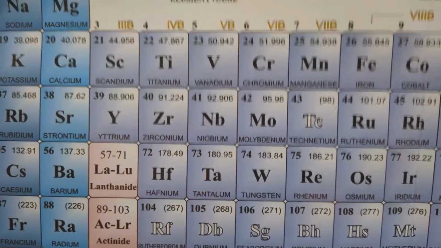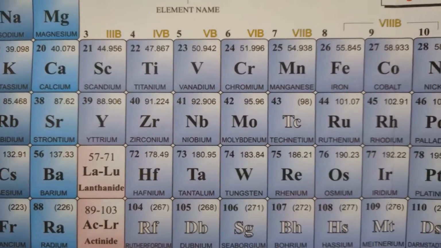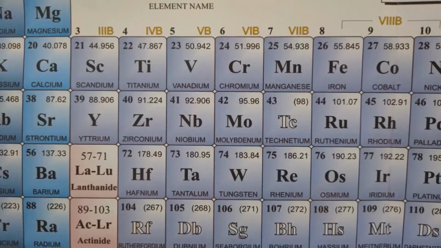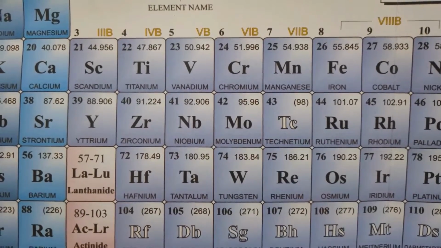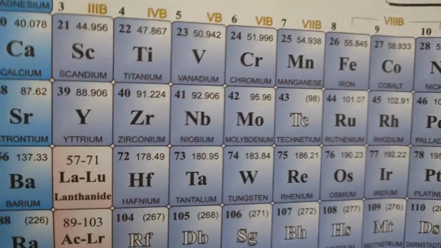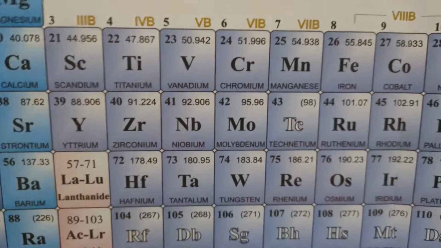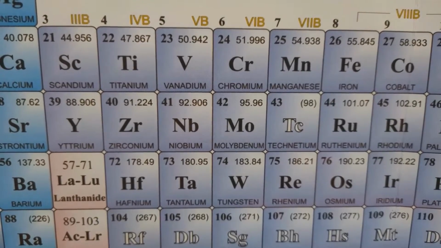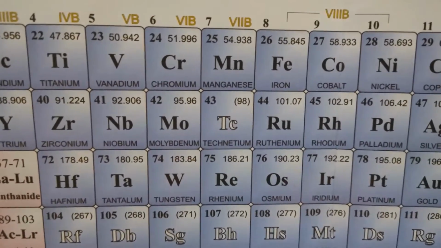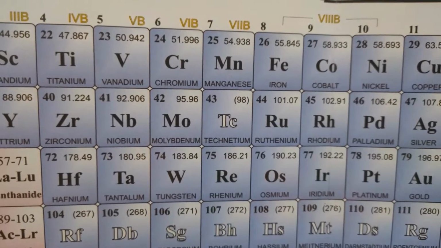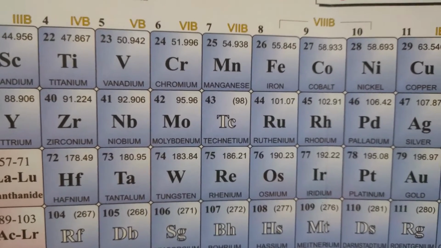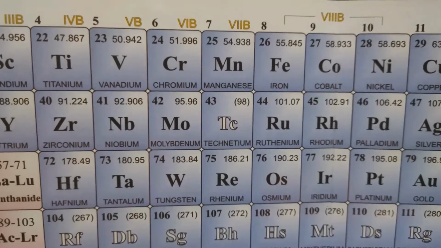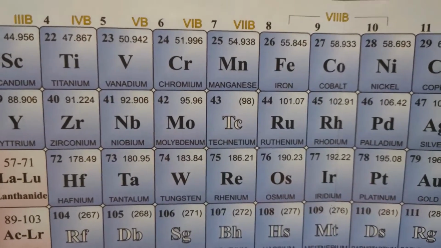For the 42nd one over here we have molybdenum, and it has an atomic mass of 95.96, and it's represented by the symbol capital M and the small o. For the next one we have technetium, and it has an atomic mass of 98 without any decimal points, and is represented by the symbol capital T with c.